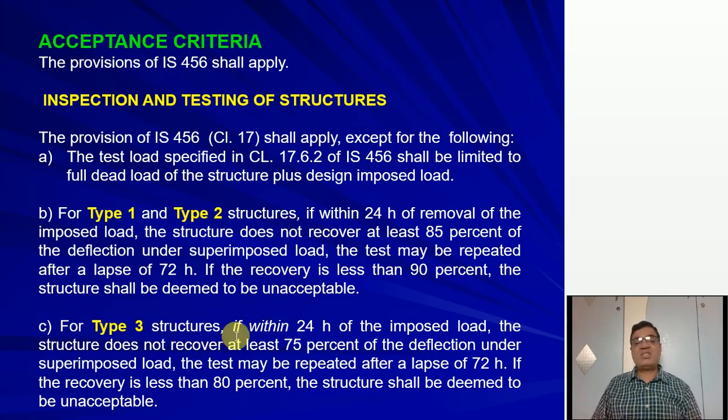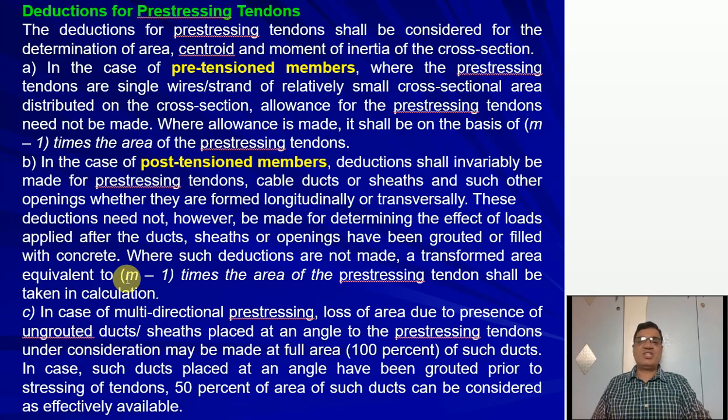And for type 3 structure, if within 24 hours of imposed load, the structure does not recover at least 75% of the deflection under superimposed load, the test may be repeated after a lapse of 72 hours. If the recovery is less than 80%, the structure shall be deemed to be unacceptable. So these are the additional 2 points which you have to remember for the inspection and testing of structure.